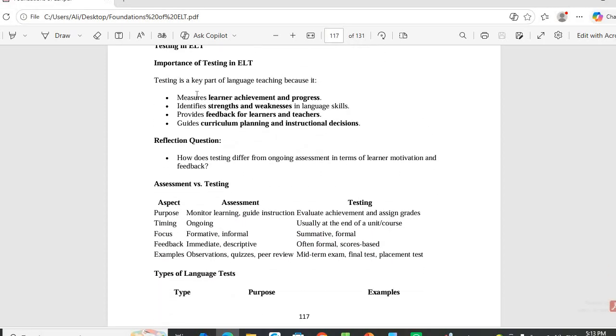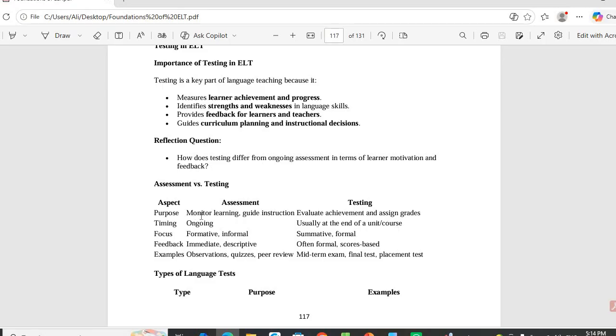Importance of testing. The same, testing means assessment. Testing is a key part of language teaching because it measures learners' achievement and progress, identifies the strengths and weaknesses of the students' language skills, provides feedback for learners and teachers, and informs curriculum planning and instructional decisions. Then assessment versus testing: the difference between them.